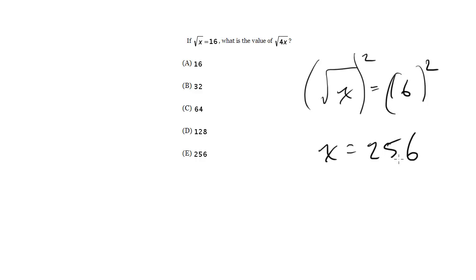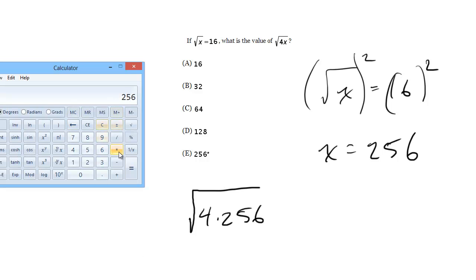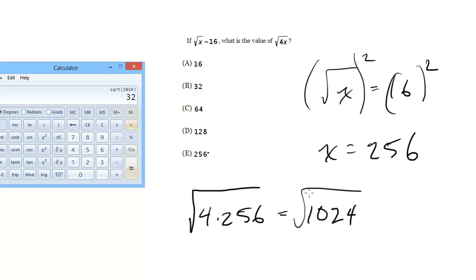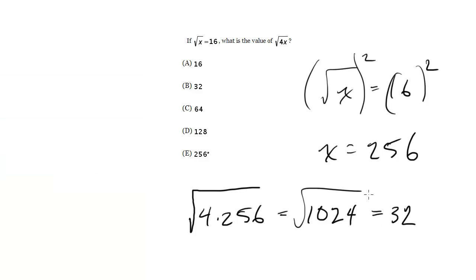And then we can go from there by saying, okay, if x is 256, let's just plug that into the square root of 4 times 256. So I pull up my calculator, times by 4. This would be 1024. And if we take the square root of 1024, we get 32. So that's one way to do it. So the answer here is B.